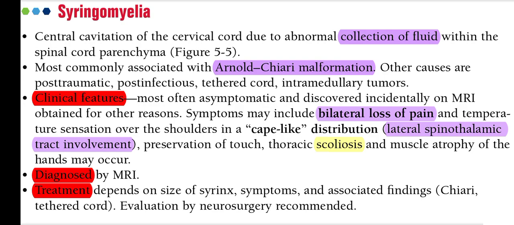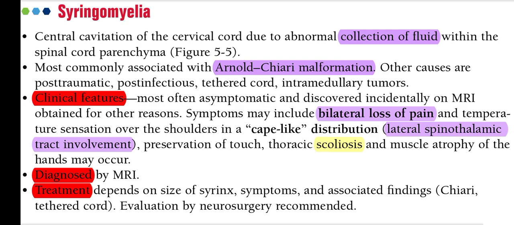The tract involved is the lateral spinothalamic tract, with preservation of touch. Thoracic scoliosis and muscle atrophy of the hand may occur. It is diagnosed by MRI. Treatment depends on the size of the syrinx and is most often evaluated by neurosurgery.